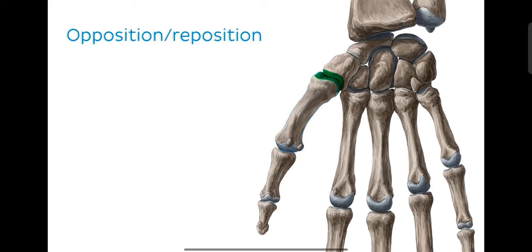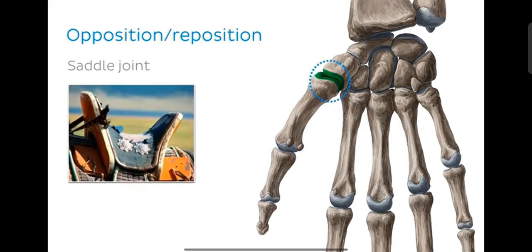This joint is described as a saddle joint because of its shape. The metacarpal rides over the end of the carpal bone. The joint shape allows flexion, extension, abduction, adduction, circumduction, and opposition and reposition. The first carpometacarpal joint is the only saddle joint in the body.